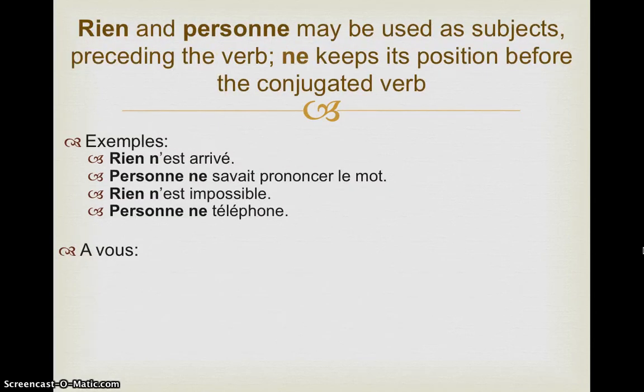Just like ne rien and ne personne can go around a verb like the other expressions, on the other hand, rien and personne may be used as subjects that go before the verb, just like in English. So the ne stays before the conjugated verb, but the rien and the personne now come before. Rien n'est arrivé, personne ne savait prononcer le mot. Rien n'est impossible, personne ne téléphone. So they are now the subject of the sentence, nothing and no one.